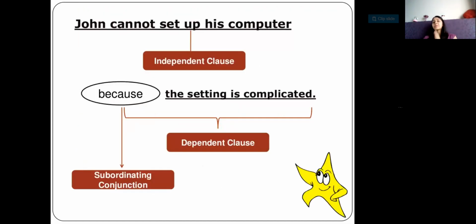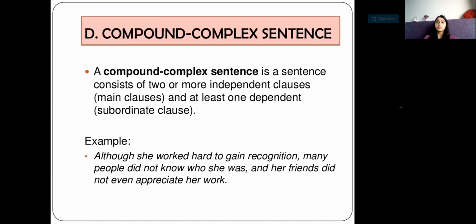John cannot set up his computer is the independent clause. The setting is complicated is the dependent clause. The main thing is the computer cannot be set. Then because it cannot be set, it is complicated, that is the dependent one. Because is the subordinating conjunction, not the coordinating, subordinating. When because comes, it's a very complex sentence because it is going to give you the whole answer. So it's a complex sentence.